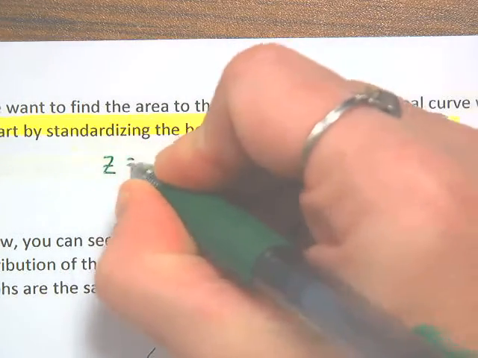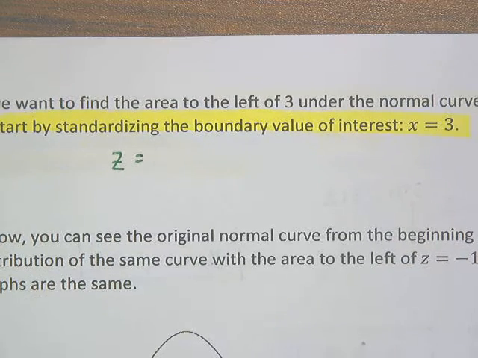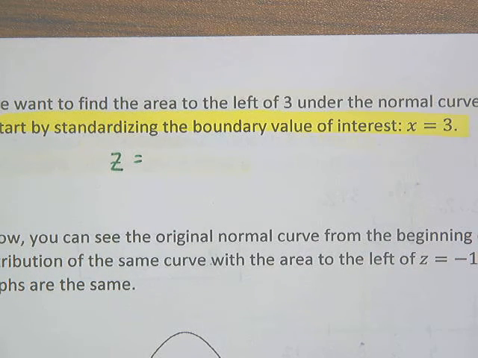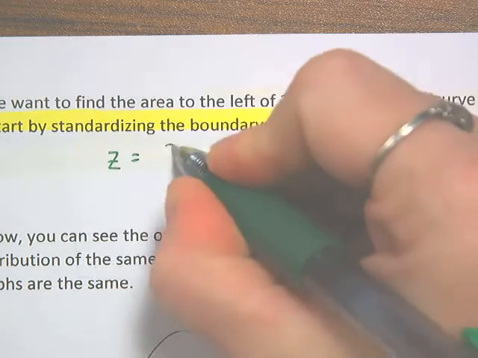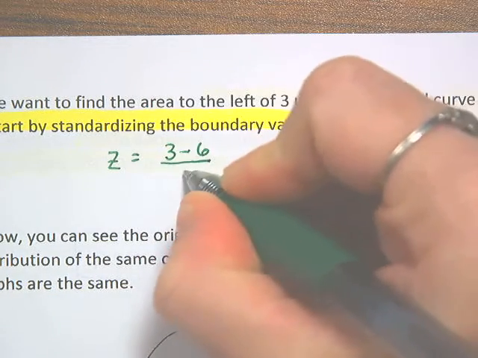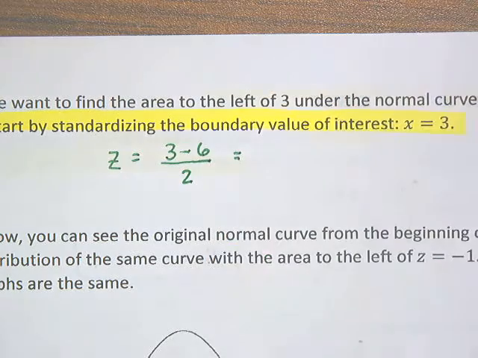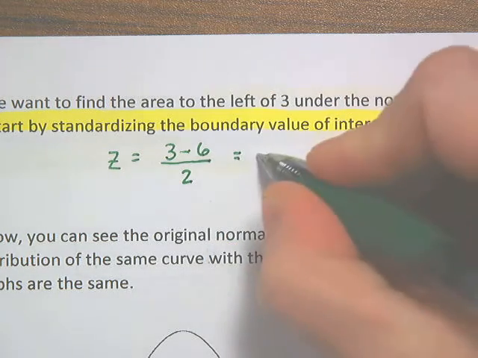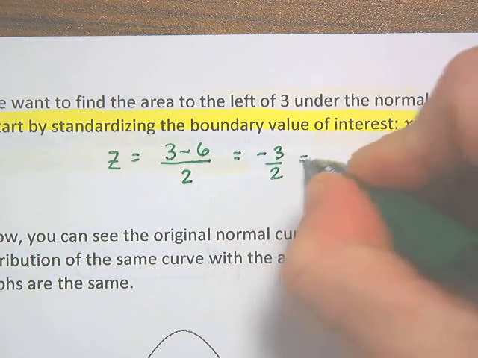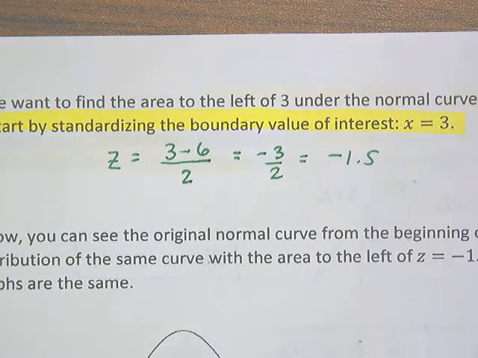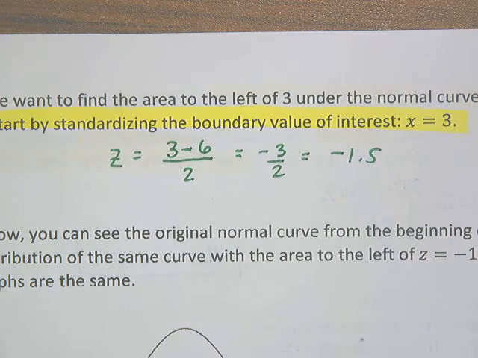So if I want to standardize a value, listen to that vocabulary, standardize the value, that means find the z-score. Mean is 6, standard deviation is 2. So we might get decimal values, and that's okay, -1.5.